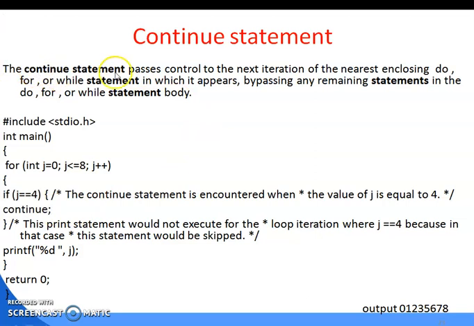Here, the continue statement passes control to the next iteration of the nearest enclosing do, for, or while statement in which it appears, bypassing any remaining statements. That means when the value of j equal to 4, this statement will be bypassed and other values will print as output. This is the continue statement.